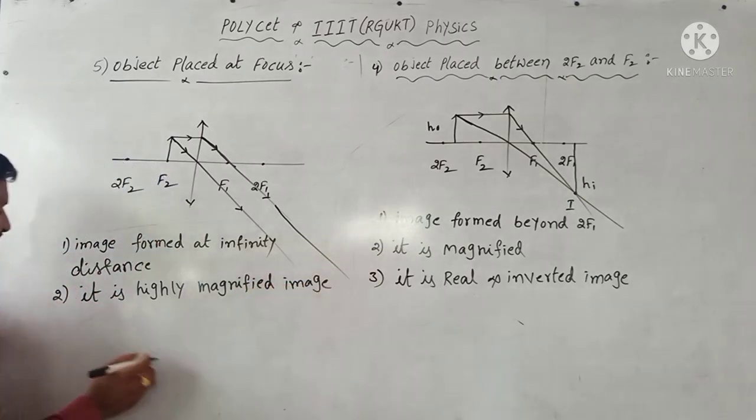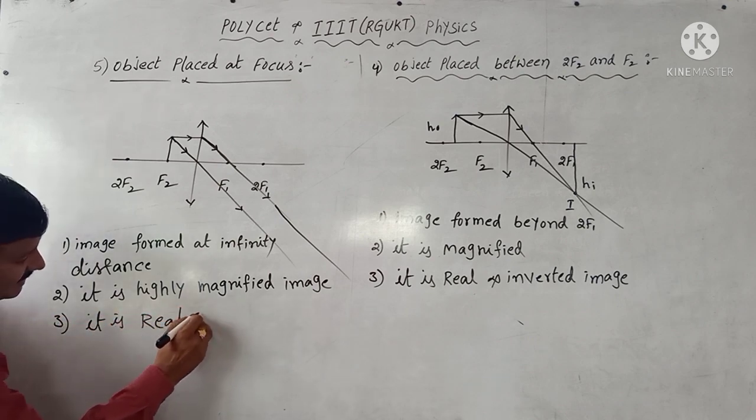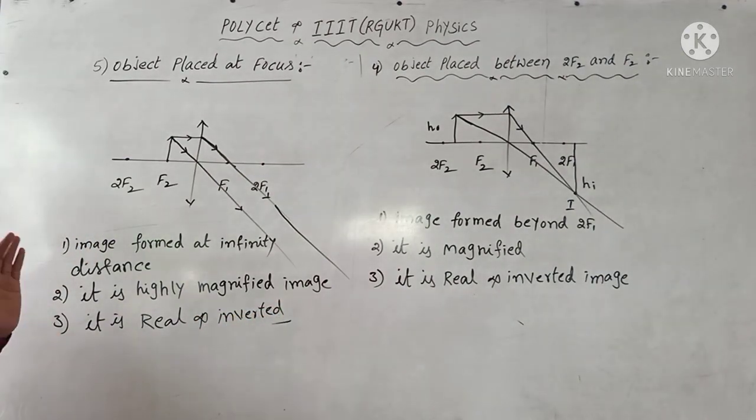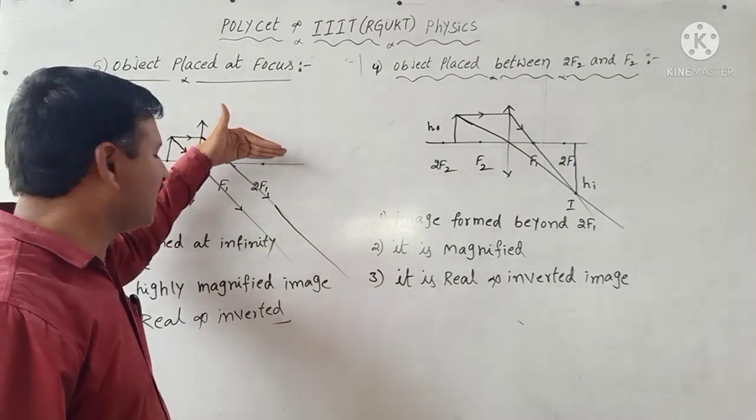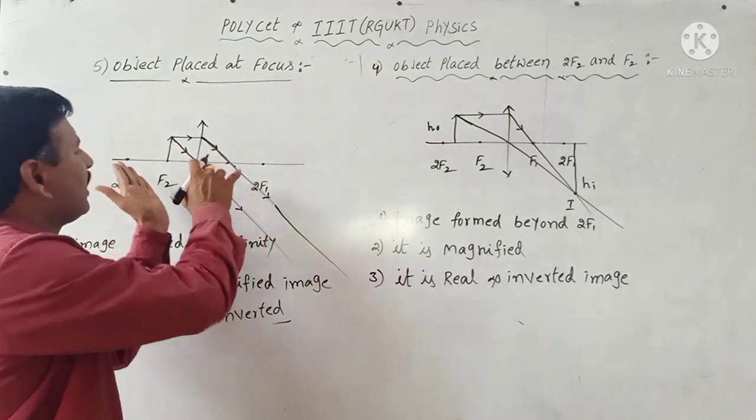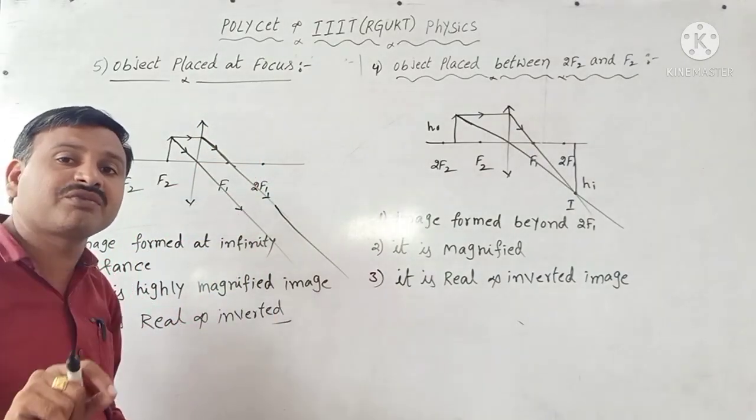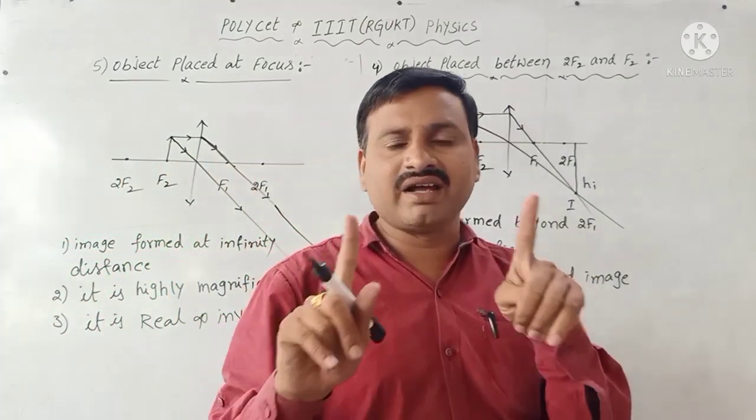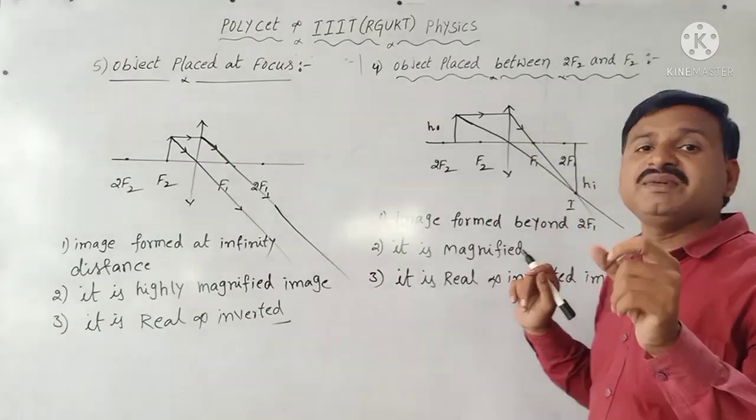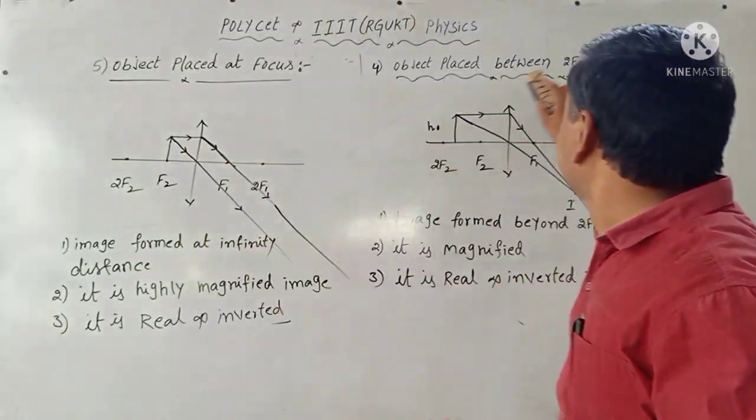Highly magnified image formed. Next, which image? Real and inverted. Real and inverted means the image falls vertically below the principal axis, so it is inverted. Real images mean the light rays directly contact. You understand this? Here, which type of image is formed? It is the real image, as the light rays directly contact. Directly contact images mean all are real images. Okay, so next we go to the last situation.